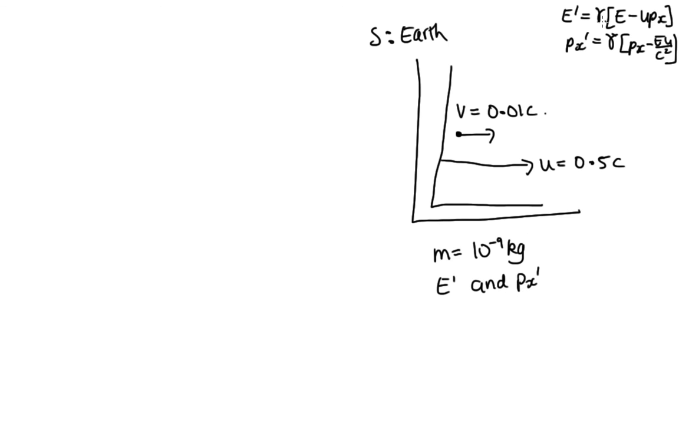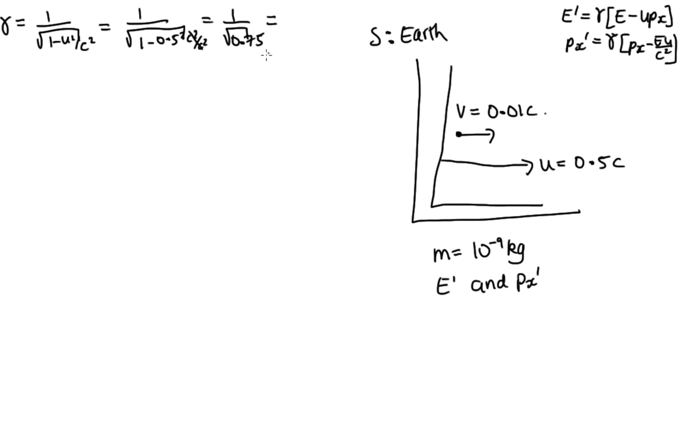Okay, so what we're going to need to do is substitute in here. So we're just going to need to work out what each of these terms is. Let's start with gamma. Gamma is equal to 1 over the square root of 1 minus u squared on c squared. You can see u here is equal to 0.5c. So this is 1 minus 0.5 squared c squared on c squared. Those cancel out, giving us 1. And so this is 1 over the square root of 0.75. Solving that on the calculator, we end up with this being approximately equal to 1.1547.